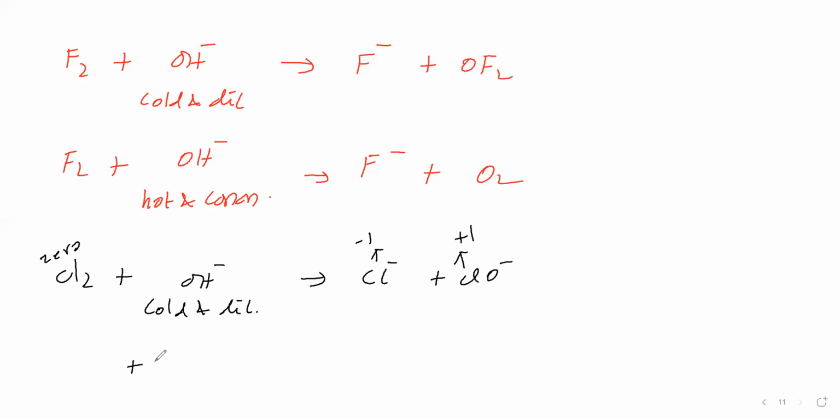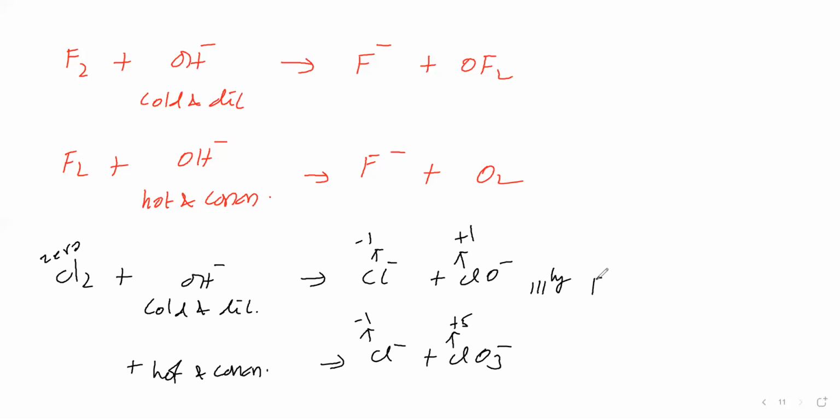Then chlorine with hot and concentrated alkali. What happens is Cl minus and ClO3 minus are formed. Here the oxidation number is -1, here +5. Chlorine undergoes disproportionation. Similarly, bromine and iodine are the same as chlorine. Here Br minus and BrO minus; here Br minus and BrO3 minus; here I minus and IO minus; I minus and IO3 minus. So Br2 and I2 follow Cl2.